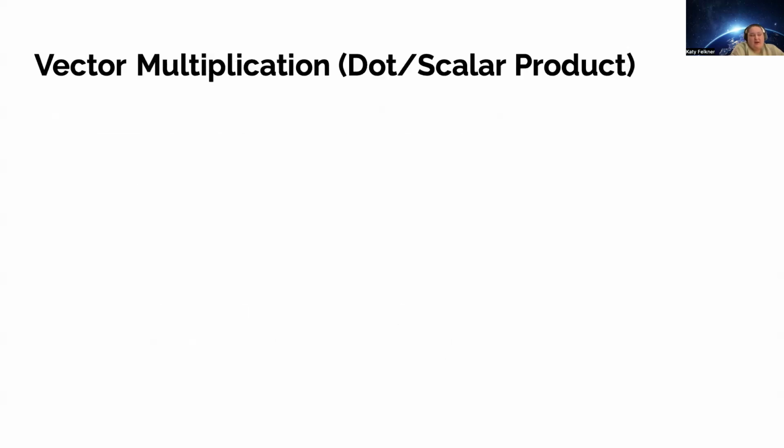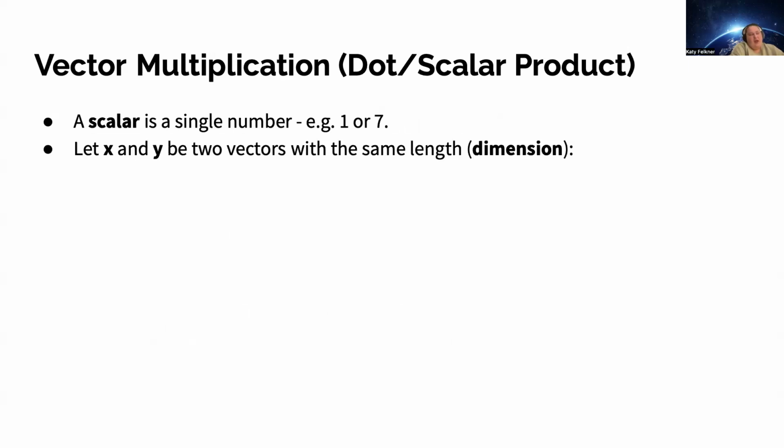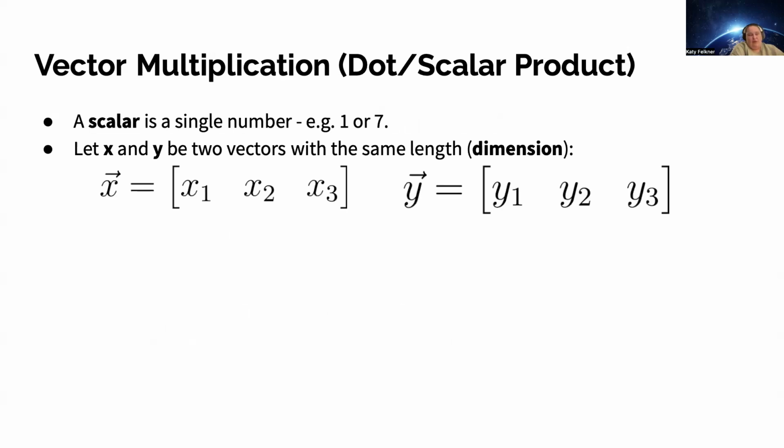So first, we're going to talk about how to multiply vectors. And this is the dot product or the scalar product. There's another vector product called a cross product that we're not going to be talking about today. So a scalar is a single number, like 1 or 7. It's just like a number that you're used to. And let's say we have two vectors, x and y. They have the same length or dimension.